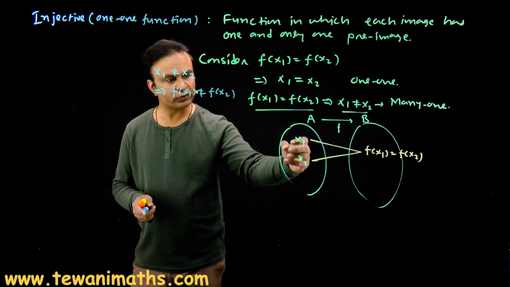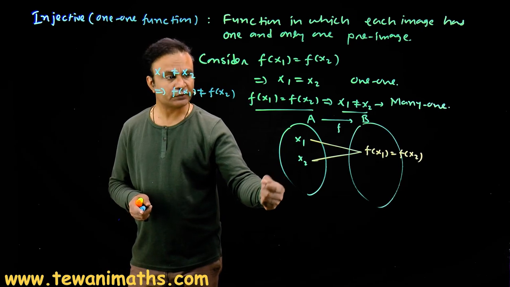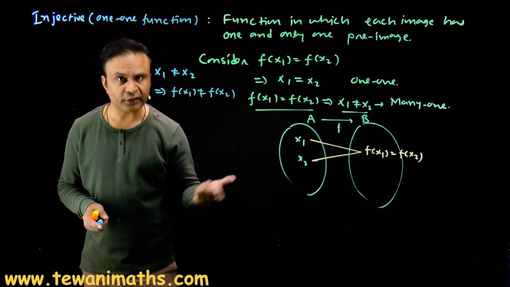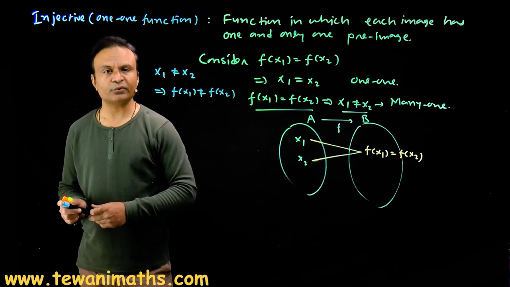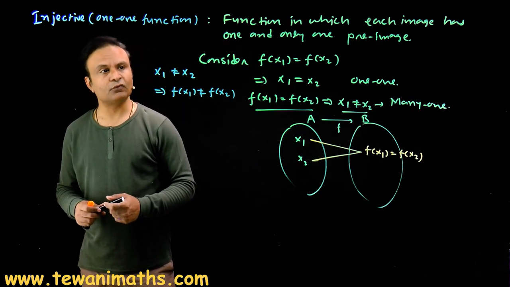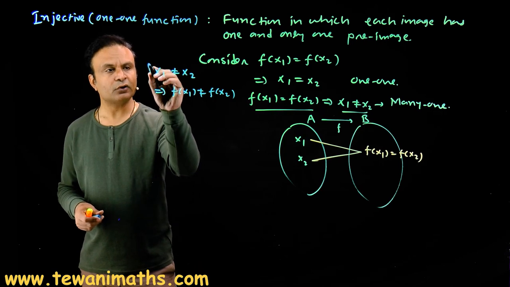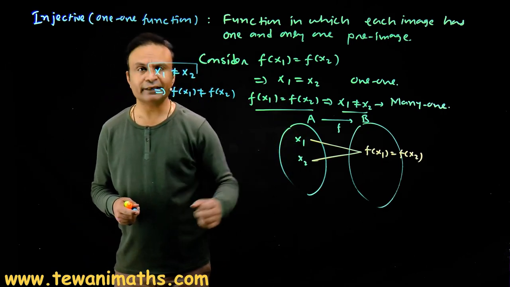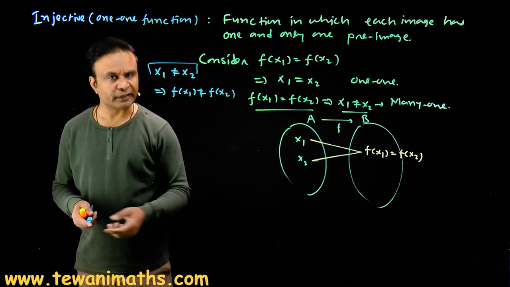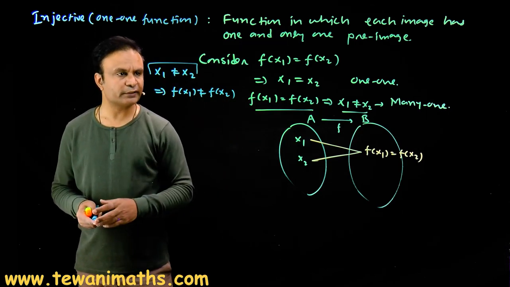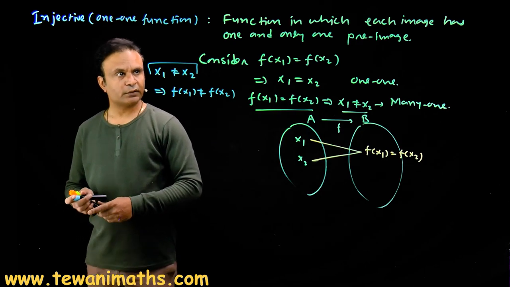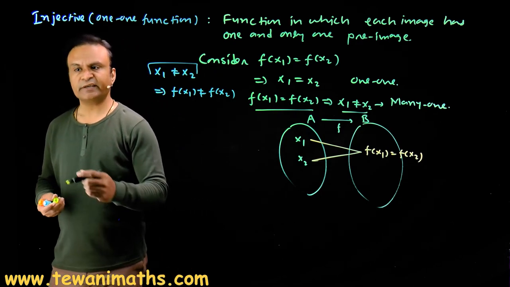अगर हमने यहाँ पे दो different pre-images ले लिए, जिसके लिए हमें function का value same नहीं मिल रहा है, क्या मिल रहा है? Different मिल रहा है, तो इसका मतलब भी क्या होता है? Function is 1-1. And this is for all x1, x2 belongs to set A. आप set A में कोई भी दो pre-images लेके आप ये prove कर देते हैं, then function is 1-1.